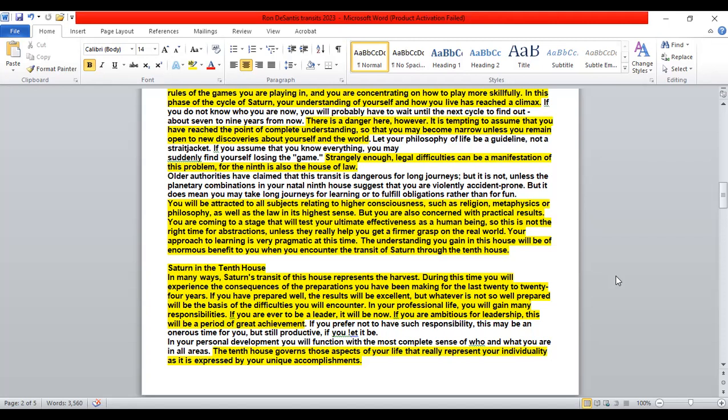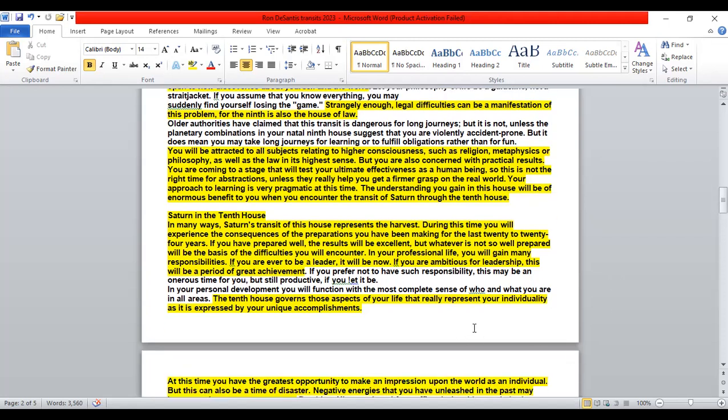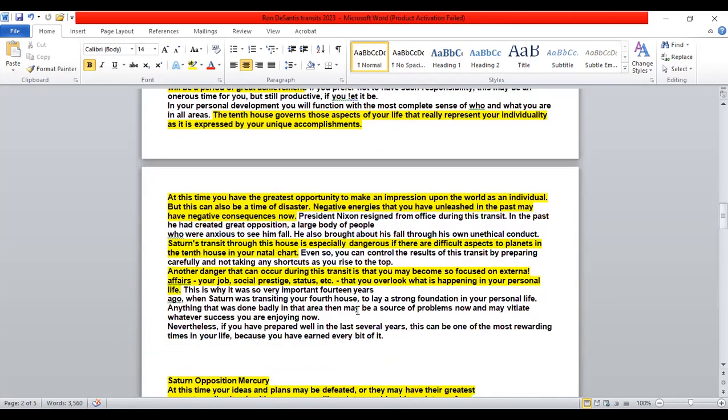in your professional life, you will gain many responsibilities. If you are ever to be a leader, it will be now. If you are ambitious for leadership, this will be a period of great achievement. But see, now, let me finish reading this. The 10th house governs those aspects of your life that really represent your individuality as it is expressed by your unique accomplishments. At this time, you can have the greatest opportunity to make an impression upon the world as an individual, but this can also be a time of disaster.